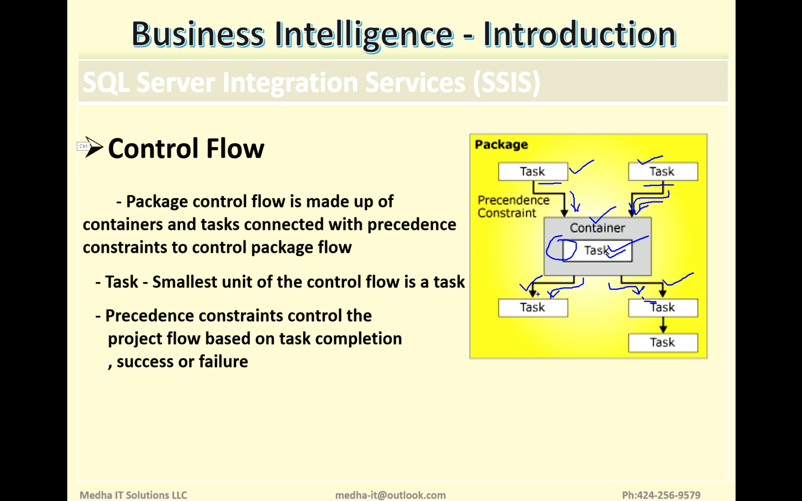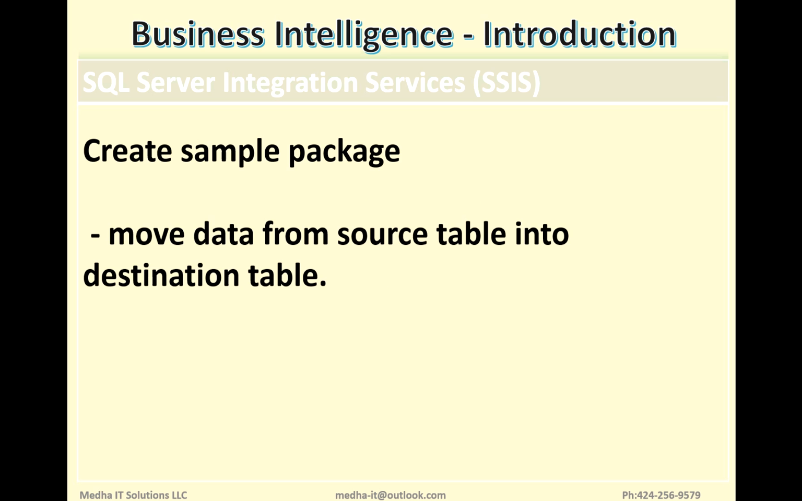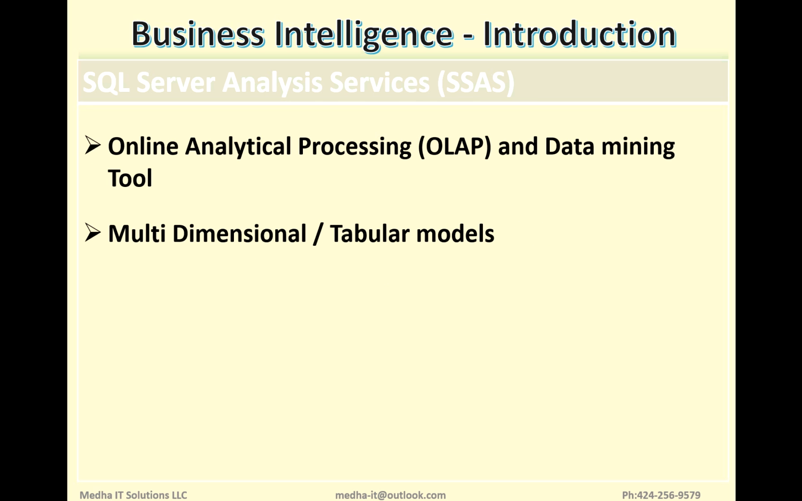Whereas data flow basically represents how the data is flowing between the tasks. Okay. Data flow is the smallest unit of data flow in a component. Basically data is passed between the components in the data flow. Okay. So that is about SSIS, just a very high level what is SSIS and how it looks like.